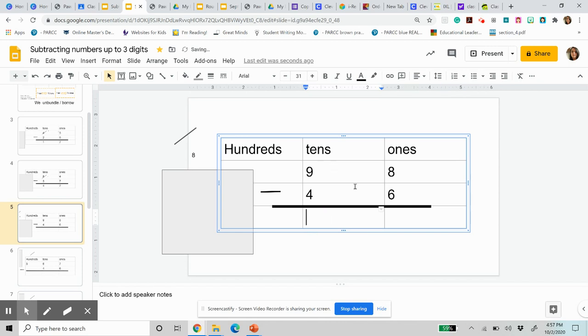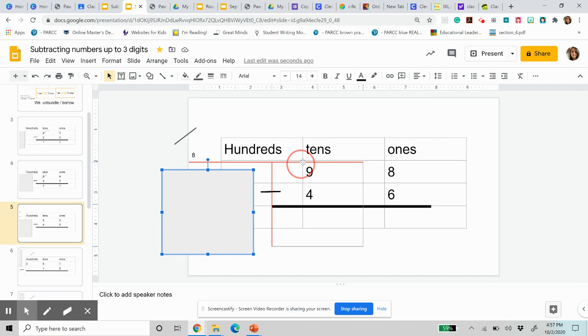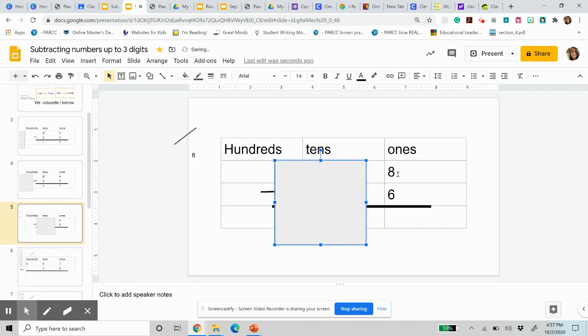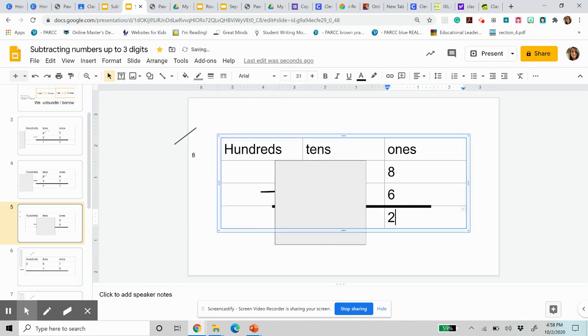Okay, 98. 98 is the bigger number, right? We have 9 10s, 8 ones, 4 tens, okay, 6. So I'm still going to start in the ones. 8, take away 6. Oh, 8 is larger than 6. So if I have 8, I can take away 6, right? 1, 2, 3, 4, 5, 6. It's 2. I did not have to borrow anything. I did not have to unbundle anything.